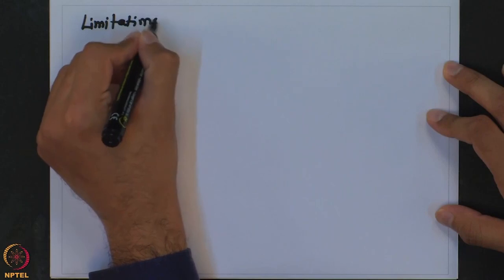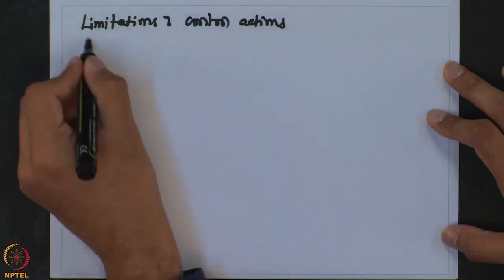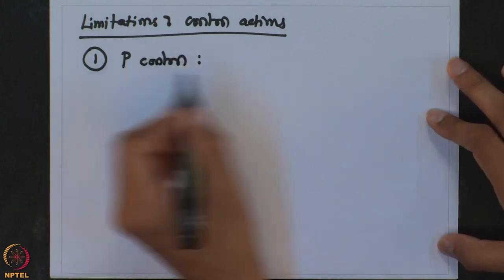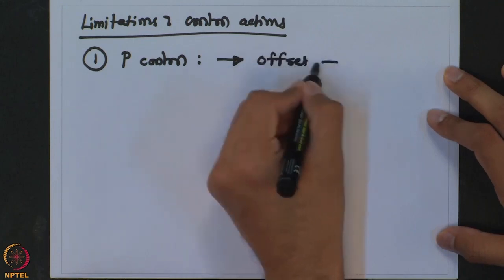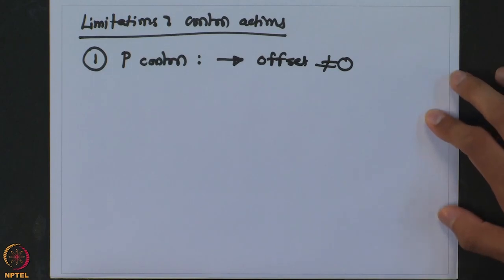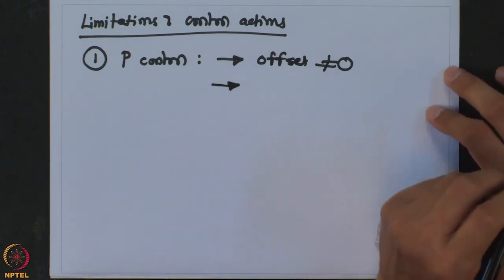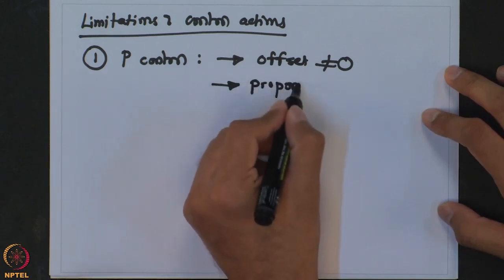So let us now look at the limitations of all these control strategies which we have seen. So we'll start with the P controller. So limitations of these control actions. When we talk about only the P control, the main limitation is that we do not get offset free response. So always the response will have some offset. And there is one more thing: whenever you have a proportional controller, it results in proportional kick.